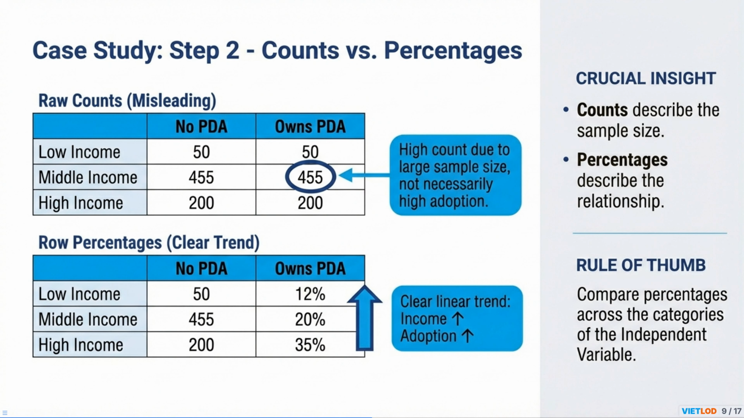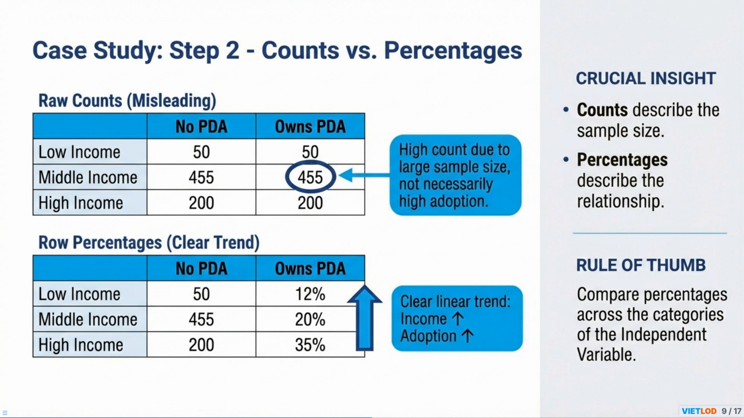When we look at the row percentages, a much clearer trend emerges. We can see that only 12% of the low-income group own a PDA, compared to 20% of the middle-income group and 35% of the high-income group. The rule of thumb is to always compare percentages across the categories of your independent variable. Here, comparing 12%, 20%, and 35% clearly shows that as income goes up, PDA adoption goes up.